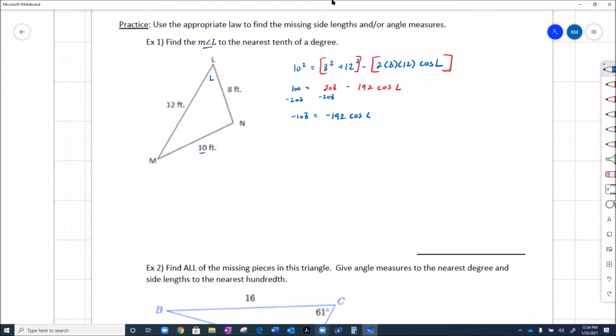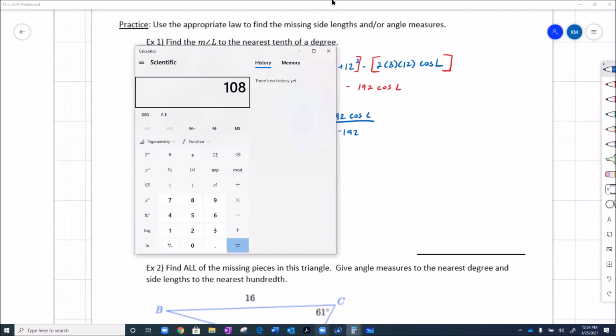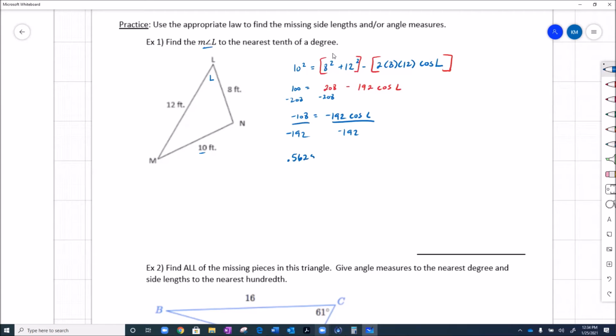Okay, I need to get this by itself, so I'm going to divide by negative 192, right? I need to get cosine L by itself really quick. So 108 divided by 192 gives us 0.5625. And so now we're trying to find L. We need to get rid of cosine. We'll do that with inverse cosine. So L will equal the inverse cosine of 0.5625.